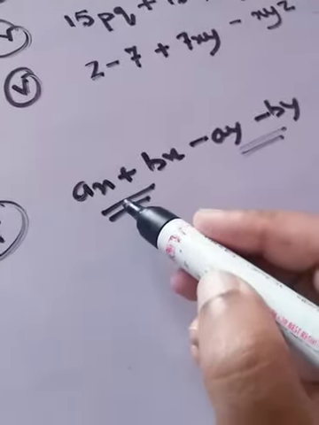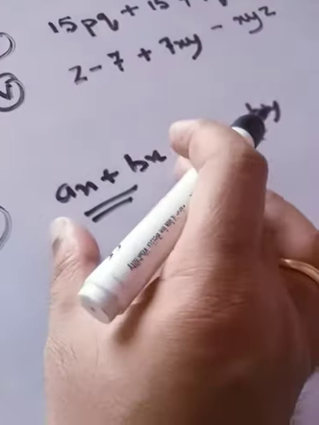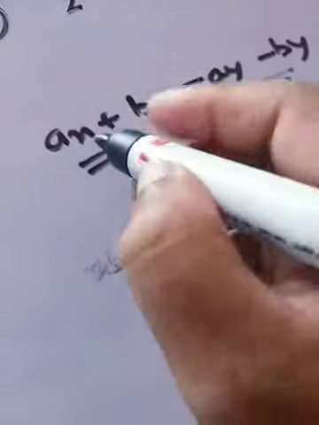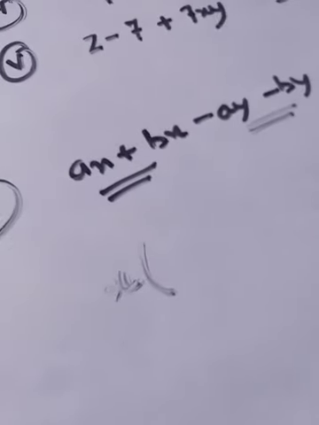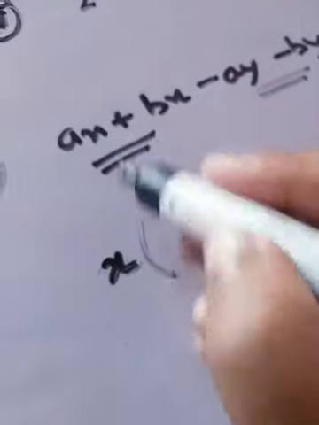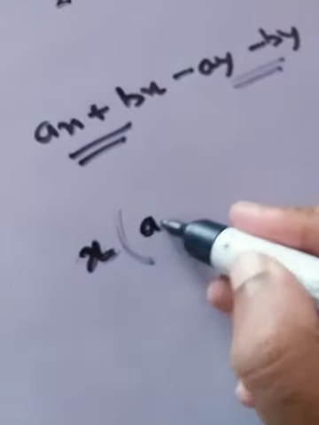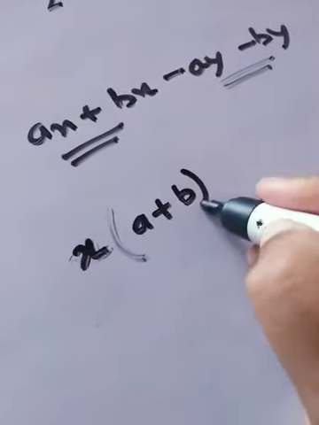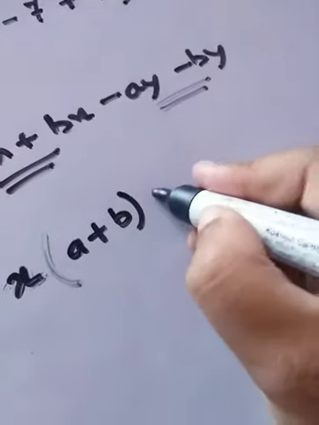So we will take the first two terms as a first group and last two terms as a second group. It is clearly seen that x is present in both the terms, so we'll take x as a common. If we take x as a common, what will be left out? If we divide ax with x, x will cancel, so a will remain inside the bracket. And if we divide bx with x, x will cancel, so b will remain inside the bracket. Okay, now I will give a minus sign.